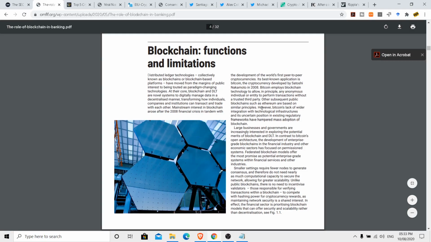For example, here also they say, however, Bitcoin's lack of wider integration and technological infrastructure and its uncertain position in existing regulatory frameworks have hampered mass adoption of blockchain.